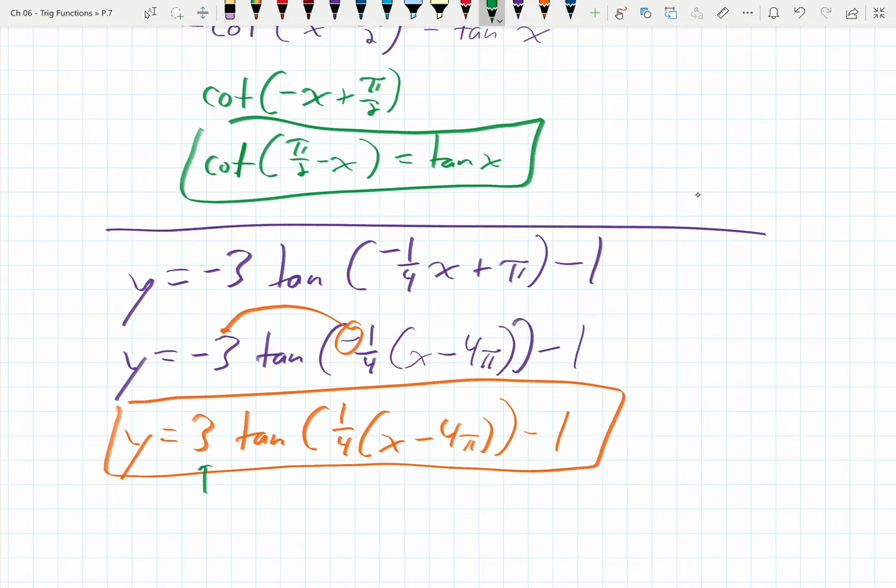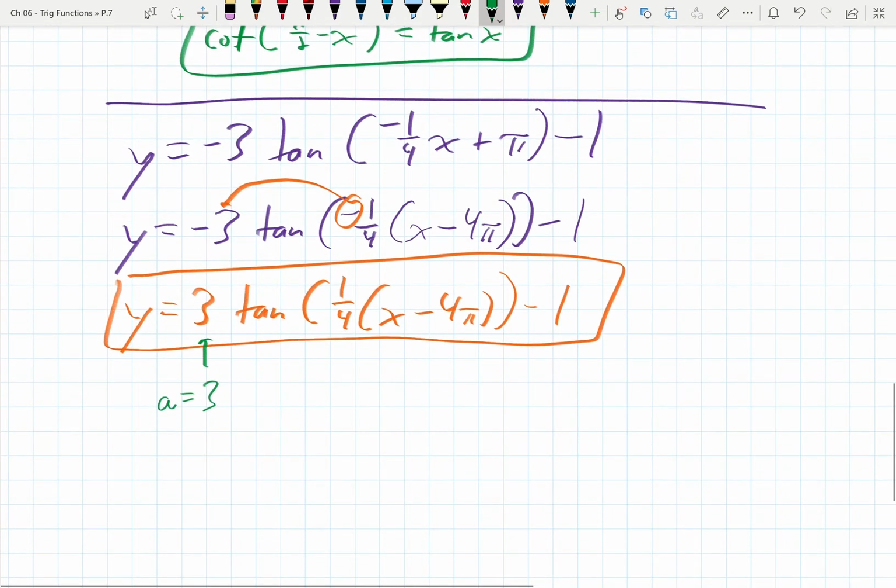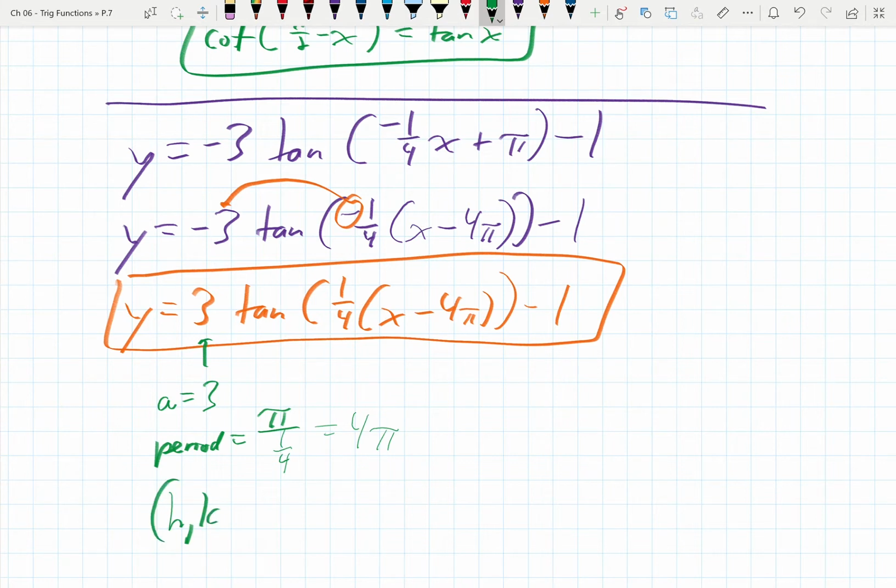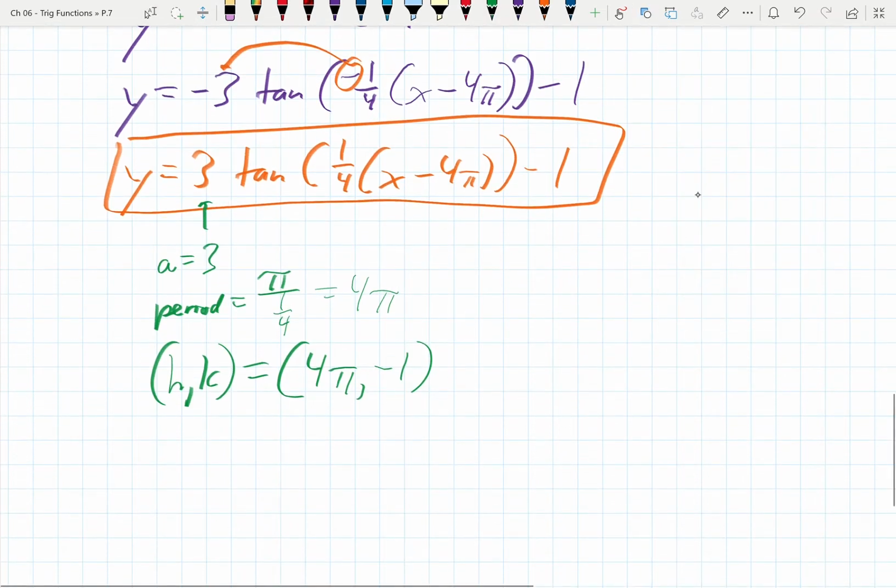Your leading coefficient, your a value. B is 1/4, so period is not 2 pi divided by 1/4. This is tangent. Pi divided by 1/4. You can put 4 pi. And the shifted HK is a right shift of 4 pi and a downshift of 1. All of those pieces still reflect where your frame box is. If you keep it all about shifting frame boxes, then it just becomes about drawing things correctly.